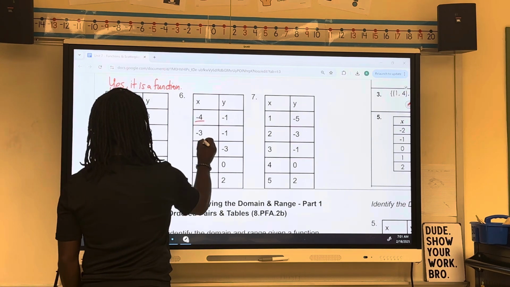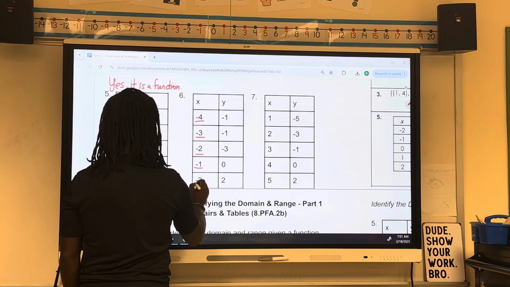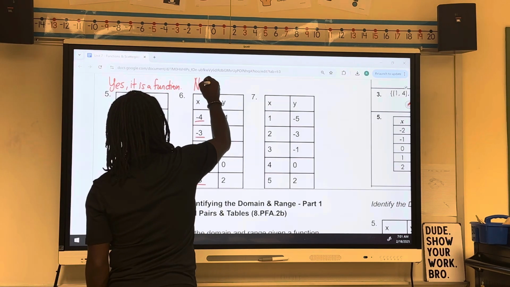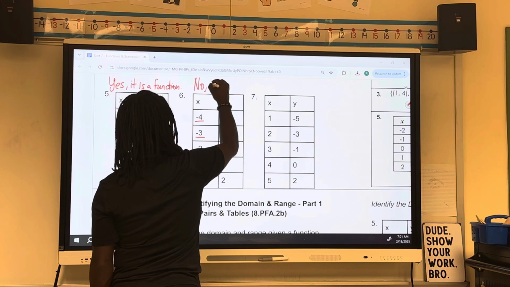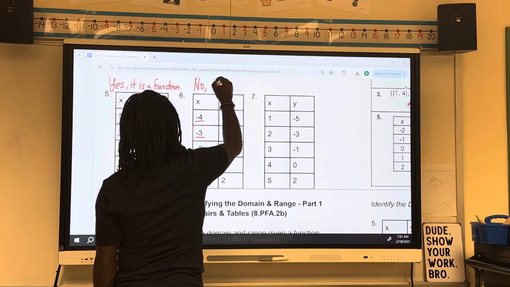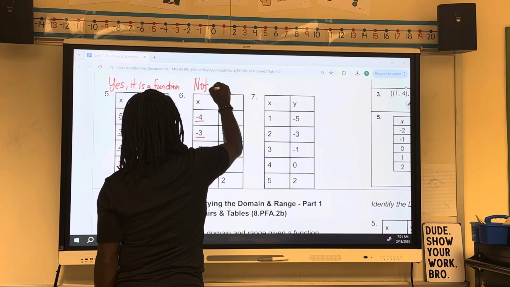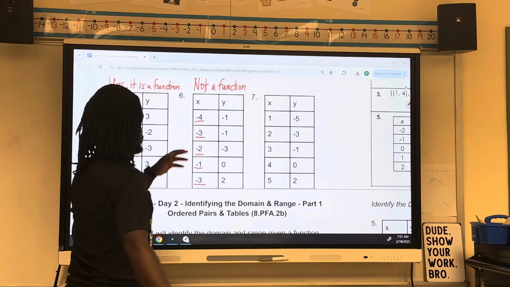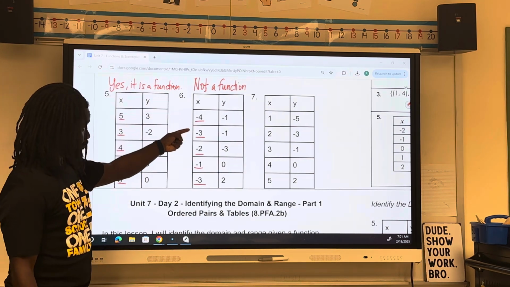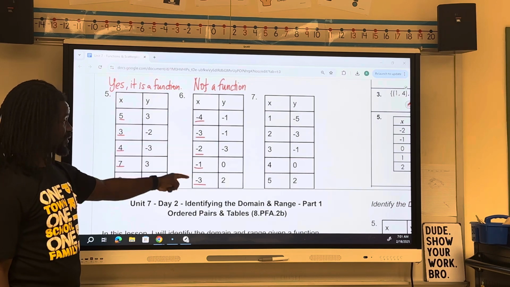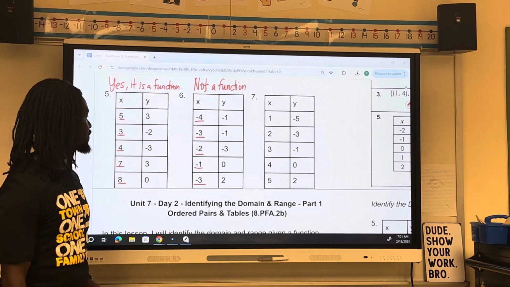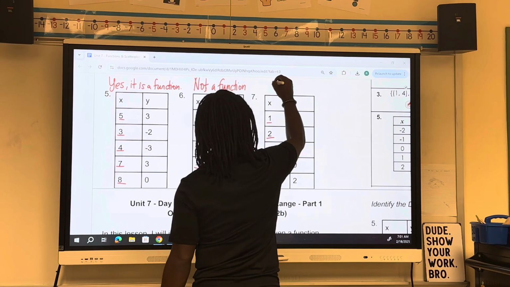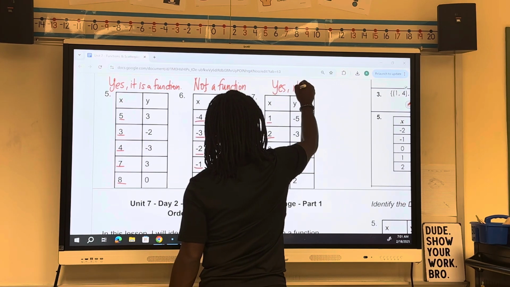All right, we got -4, -3, -2, -1, and then the -3. And we're going to say this is not a function. Not a function. All right, because the x's repeat. Because there's two -3s there. All right, and then lastly, 1, 2, 3, 4, 5. This is, yes, it is a function.